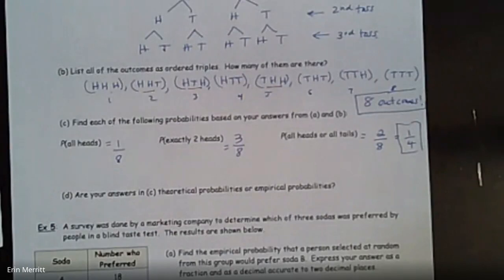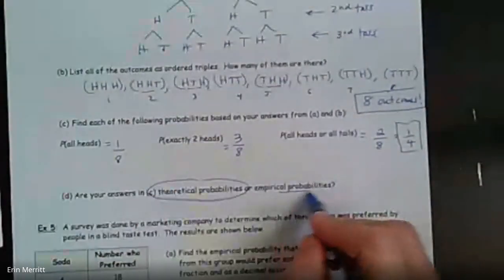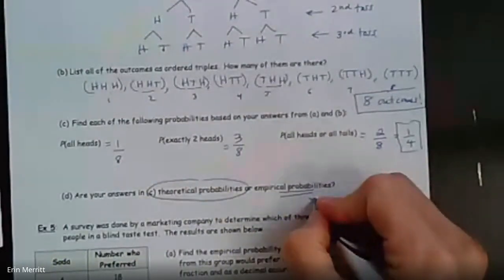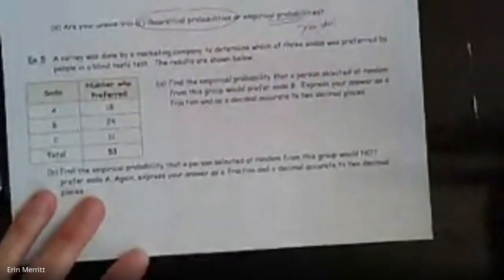All right. Are your answers in part C theoretical or empirical? These are theoretical. If you actually sit and do it yourself, that would be empirical. So this would be something that you would have to do. And if anybody is bored enough and tries it, let me know how it goes. I'm curious. All right. Last question.